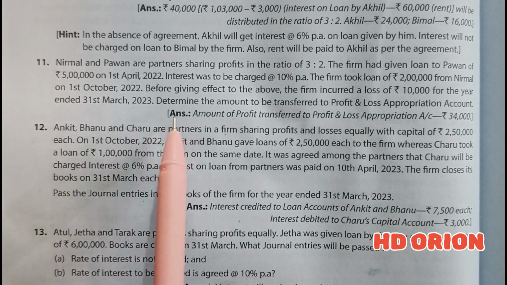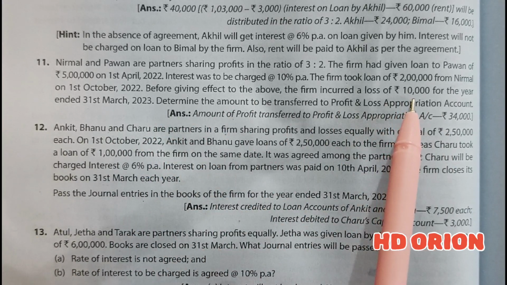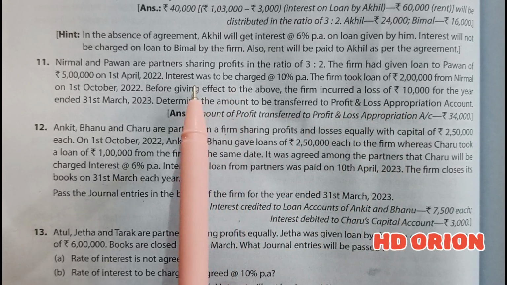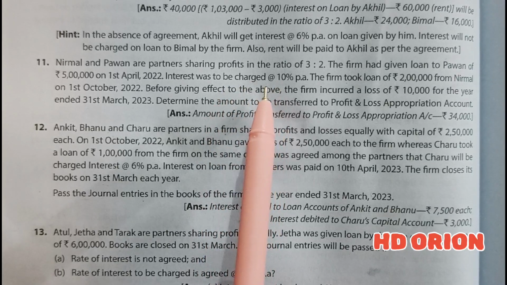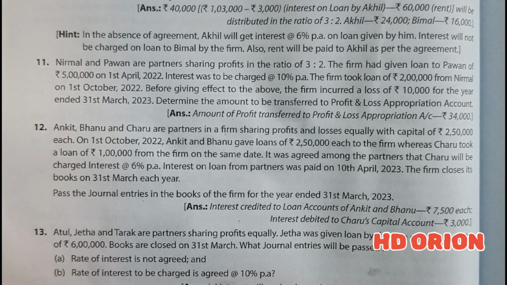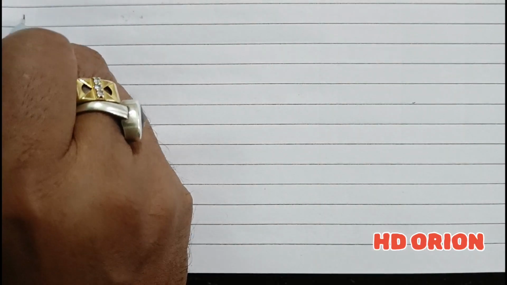So here the firm has earned a loss of rupees 10,000. Despite this, we will have to charge interest on partner's loan, because it is a charge against profit. It is not appropriation of profit. Interest on loan is not appropriation of profit. It is a charge against profit. Therefore, irrespective of profit or loss, we have to charge interest on such loan. Let us see the solution. So solution 11 we will see.